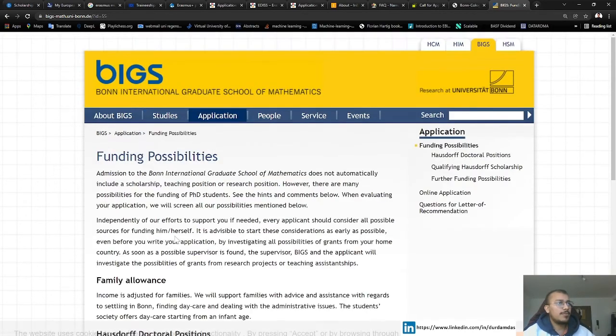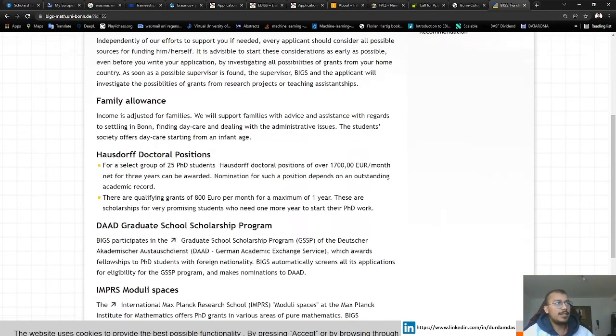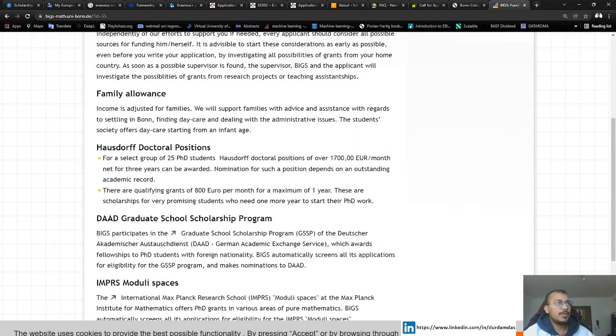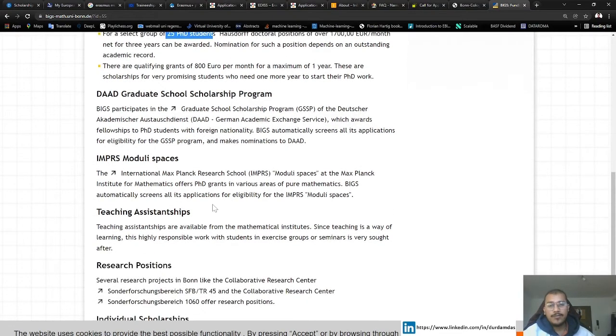And what are the funding possibilities? So you get family allowance if you are bringing a family. Here they provide a nice fellowship for a select group of 25 PhD students. You get 1700 euros per month. That's pretty nice. This will be awarded for 3 years, and they are allowing it for only 25 PhD students. So obviously there would be some type of extra selection criterion. And also if you have a fellowship from the DAAD Graduate School Scholarship, then they also welcome you. I mean, if you are bringing your own money, then who would not welcome you, basically.